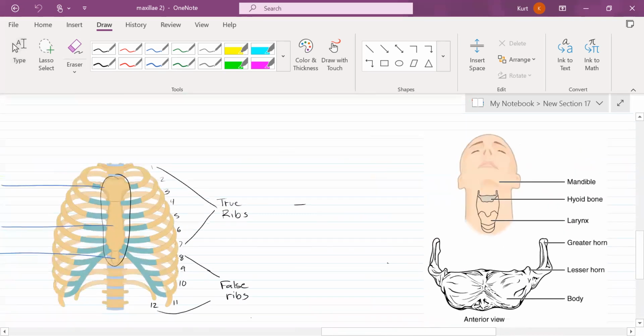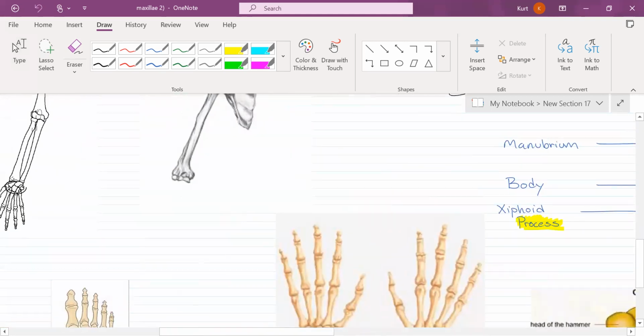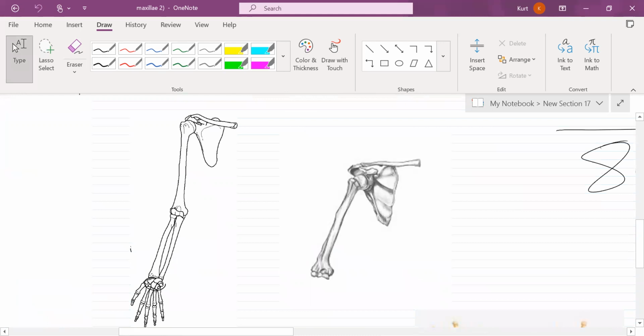All right. You guys ready for the appendicular? Arms and legs? Let's do it. All right. So let's start with this skeleton here, or this arm. This is your pectoral girdle.